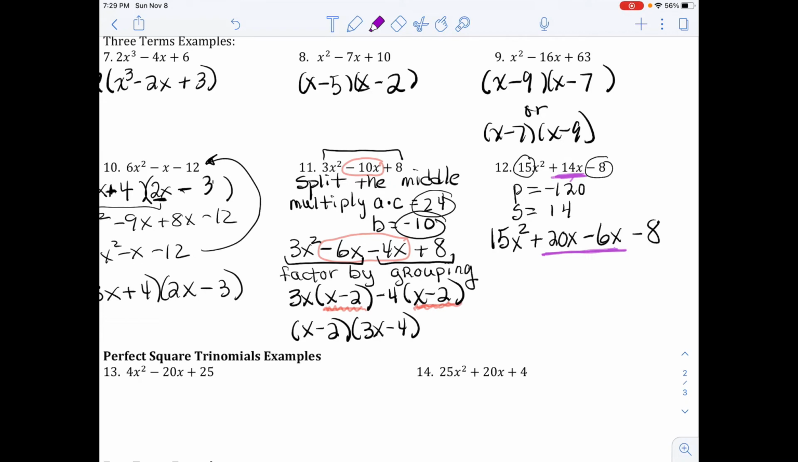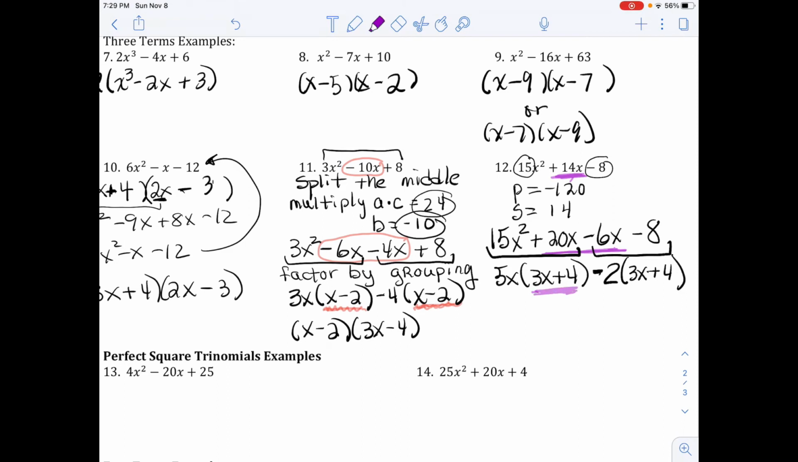Take the middle term and split it so that you have 4 terms so that you can do something called factor by grouping. And that's what we did previously. So we're going to group the first two, group the second two. GCF, the first one has a GCF of 5x, leaving us with 3x plus 4. The second one has a GCF of negative 2. Always pull out the negative, leaving us with 3x plus 4.